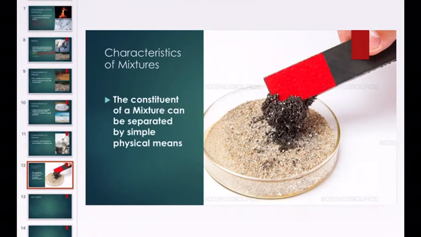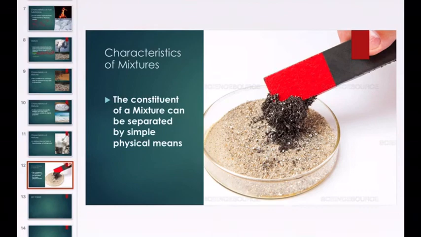Next, the constituents of a mixture can be separated by simple physical means. Yes, now you take a mixture of sand and iron. Now you bring a magnet. Iron being a magnetic substance will easily get attracted to the magnet, and hence you can separate the granules of sand and the filings or pieces of iron. The iron will stick to the magnet and the sand will be left behind.